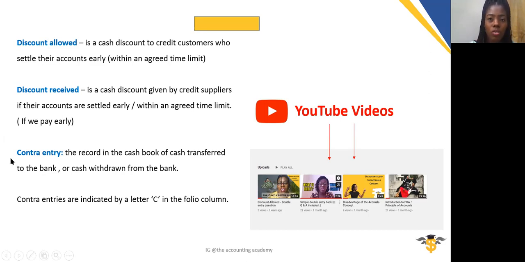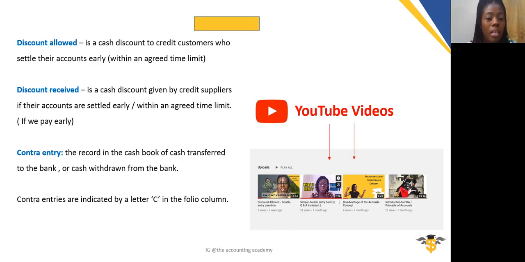What is a contra entry? When it comes to the cash book, there's something called a contra entry. And this is the record in the cash book where cash is transferred to the bank or if cash is moved from the premises and deposited into the bank. Let me repeat that. A contra entry is an entry where cash is moved from the premises to the bank or where cash is moved from the bank to the business premises. That is what a contra entry is, right?